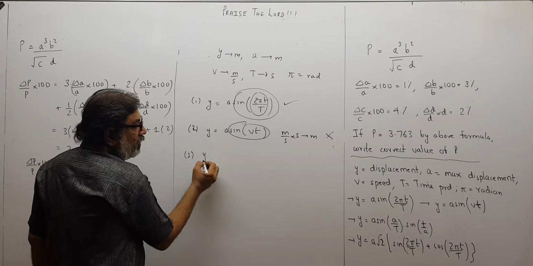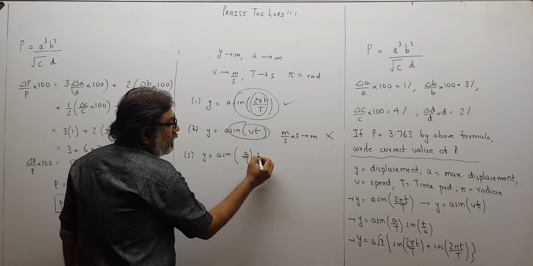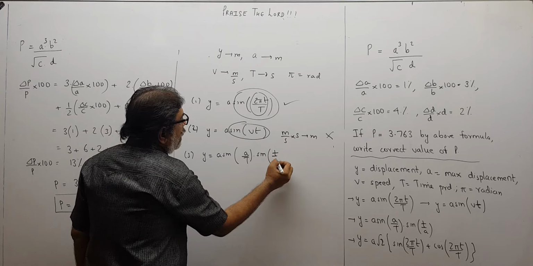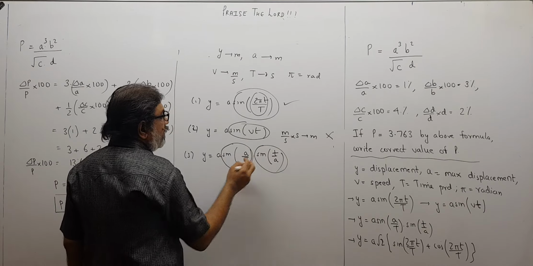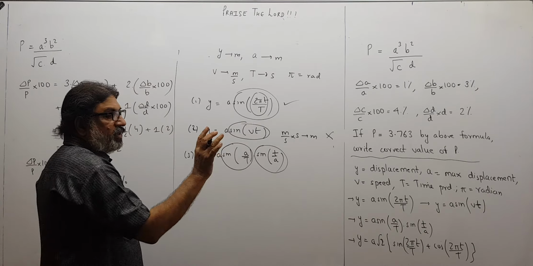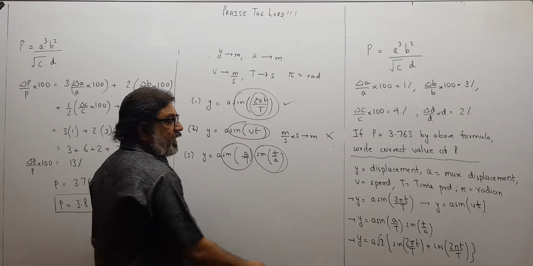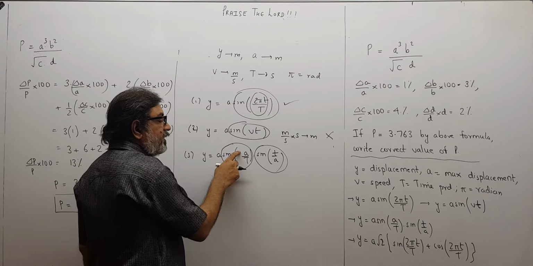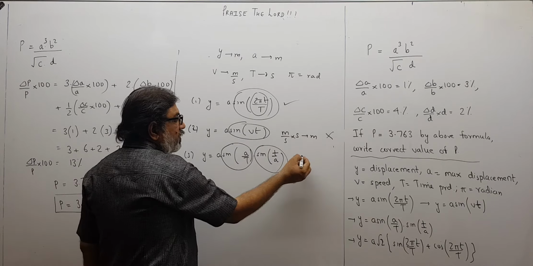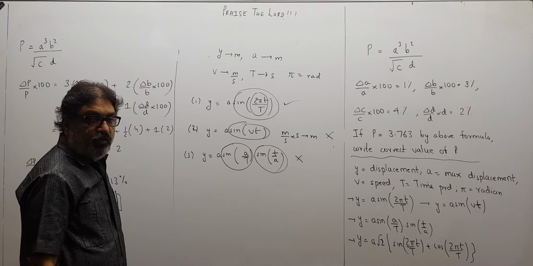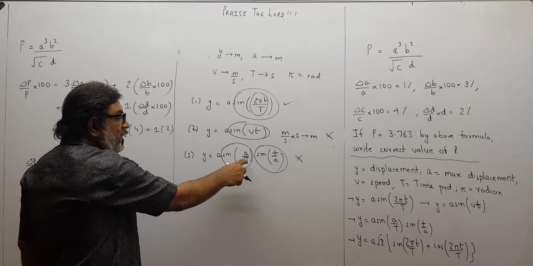Then third, Y is equal to A sine A upon T sine T upon A. See, this has got no unit and this has got no units. That means units of Y and A should be same. That is there. This thing should have unit of radian. A is displacement meter and T second, meter per second not allowed. And this also second per meter not allowed. So this is also wrong. Units are not matching. Sine theta, theta should have units radians. This is not having units of radian. You can see that.